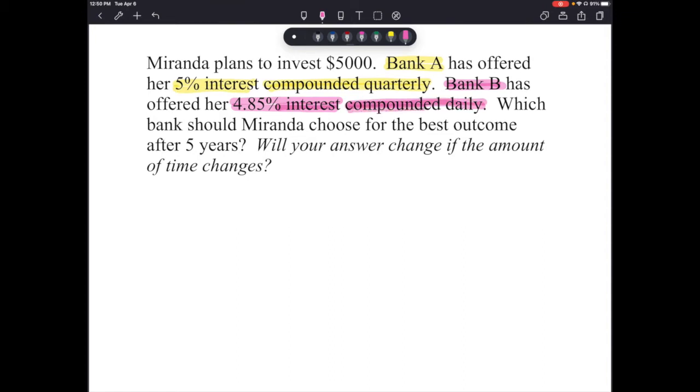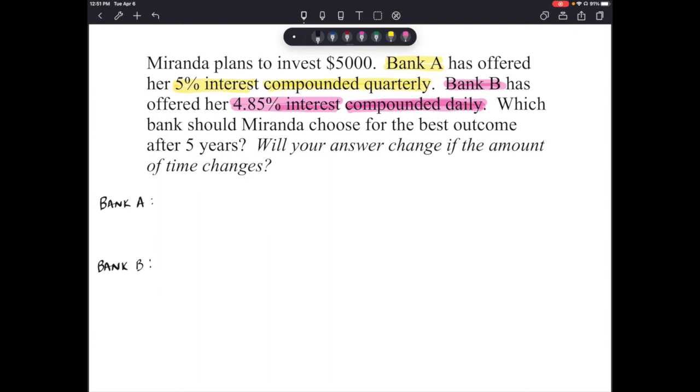Now, Bank B has offered her 4.85% interest, but they said that they will compound it daily. So they're going to compound it each day. If it's not a leap year, they're going to compound it 365 times, but at a lower interest rate. So we're going to try to figure out which bank Miranda should choose for her outcome after 5 years. So let's compare these. We'll start with Bank A, and then we'll calculate Bank B and see which one is better.